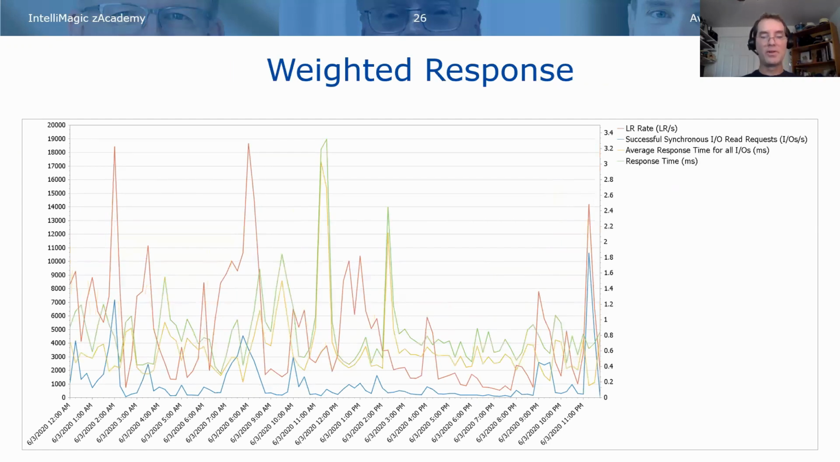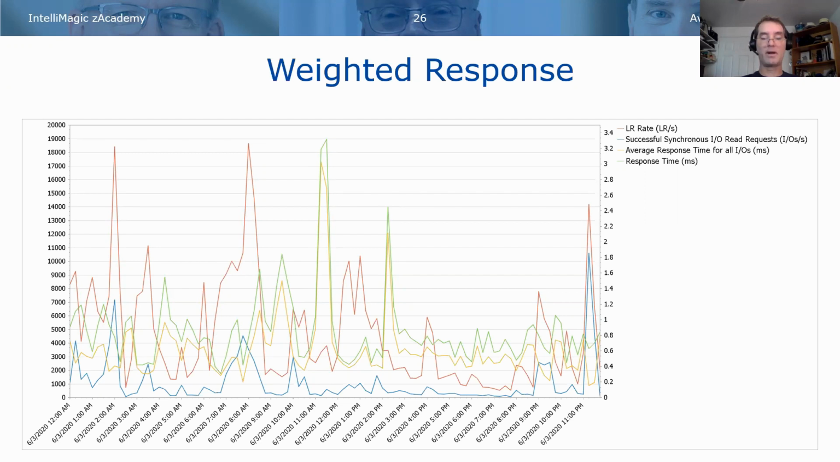Now, what can I do with that? Well, our smart developers said, one thing I can do is give a weighted response. Because I know the total I/O rate and the response time for the traditional I/Os and the response time for zHyperlink I/Os, I can ask, what's my overall weighted response for all I/Os? The response time in green here is the traditional original response time. It looks like around 0.7 milliseconds during that peak, plotted on the right-hand axis. And underneath that, this yellow lower value is labeled average response time for all I/Os.